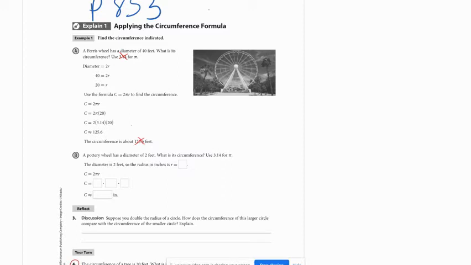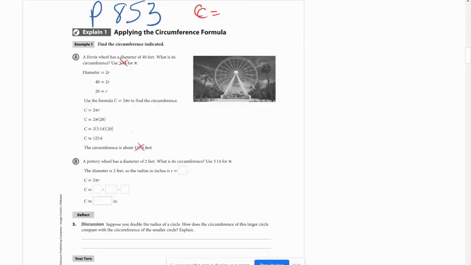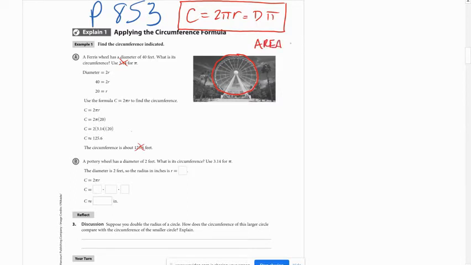The two formulas that we're going to use in this section are circumference, which is the distance around a circle, equal to 2 times pi times the radius of the circle, which is also diameter times pi. That's like the perimeter of the circle. If you walked around the outside of the circle, how far do you walk? And then in the second part, we'll do area. Area of a circle is pi times the radius squared.